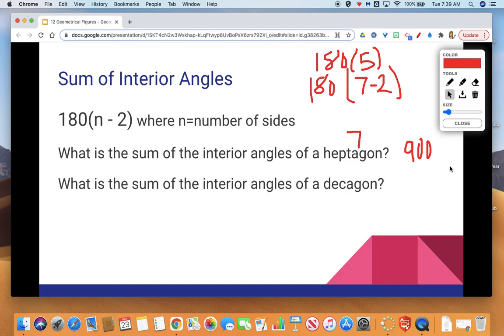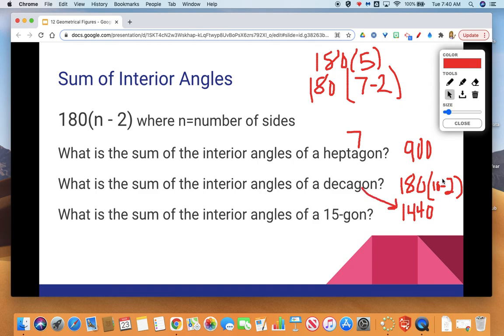Ooh, a decagon. How many sides does a decagon have? 10. Will you go ahead and find that? If I take 180 times 10 minus 2, I get 8 times 180, 1,440 degrees for the sum of the interior angles of a decagon.